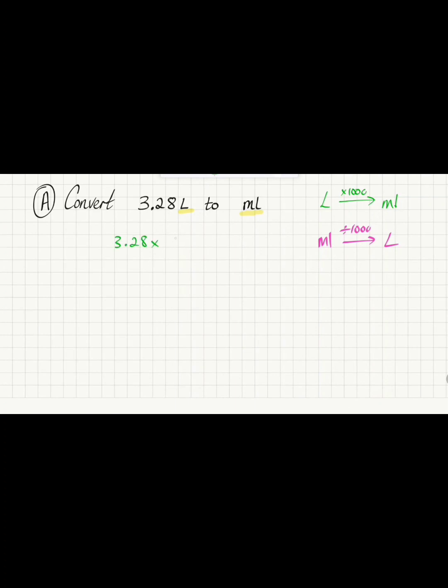3.28 multiply by 1,000. And once again, we count the zeros. 1, 2, 3. Find the decimal point, which is right here. 3 jumps. 1, 2, 3, jump and dump. Fill the mountain in with a 0, and your answer is 3,280.